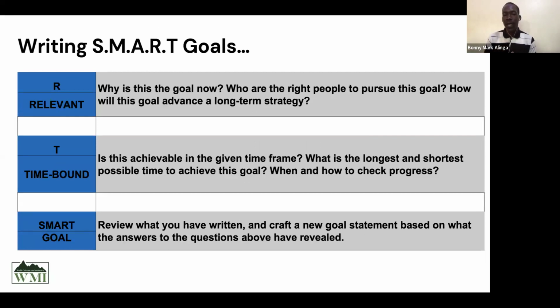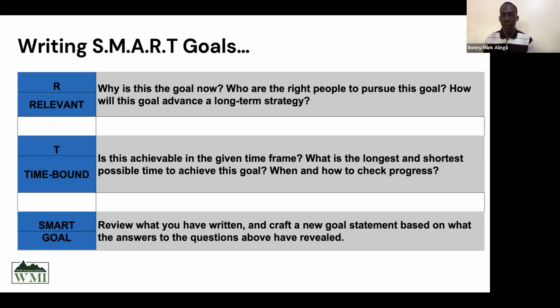Why is this goal now, not yesterday, not waiting for tomorrow? Why should I have it to be done now? Who are the right persons to pursue this goal at this moment? How will this goal advance the long-term strategy of my initiative, my organization, my business, my project, my events? Is this goal achievable?